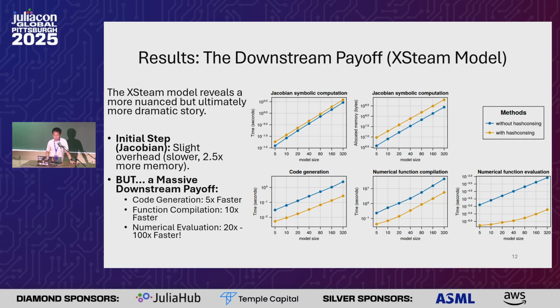And compilation was 10 times faster. The final numerical evaluation is up to 100 times faster. So this shows the true power of hash consing. It is not just in the symbolic construction, but also in enabling powerful optimizations later on in the symbolic numerical workflow.